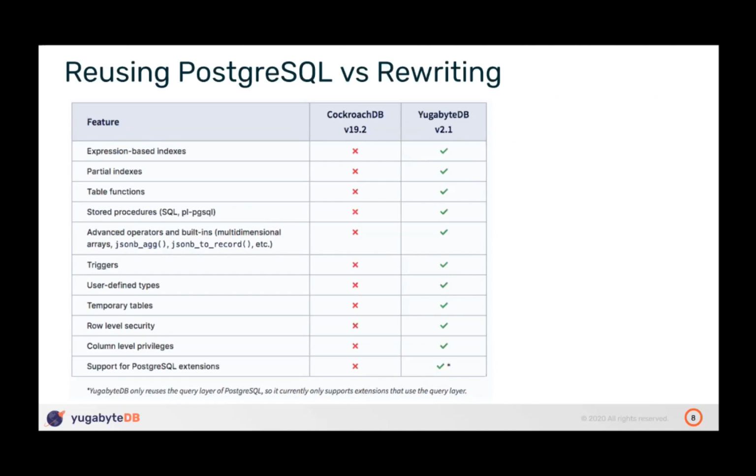And triggers, user-defined types, temporary tables, row-level security, column-level privileges, extensions that work at the query layer. We're working on foreign tables and the foreign data wrapper. So the list is really big of the things that Yugabyte benefits from by reusing Postgres. What does this mean to the end developer? This means that people exploiting PostgreSQL to get their apps to perform the way they want can continue to exploit Yugabyte in a similar fashion, with the promise of scalability, high availability, and geographic distribution.